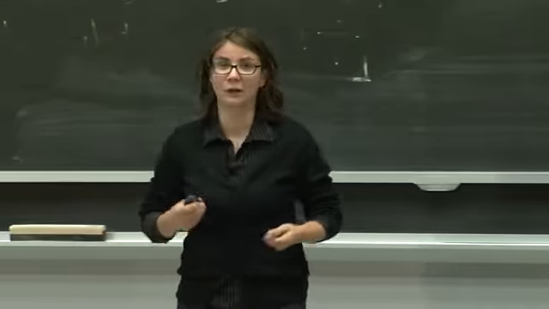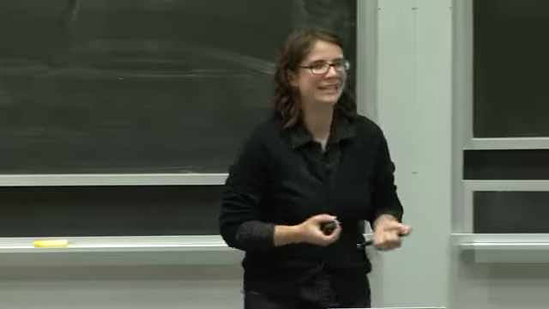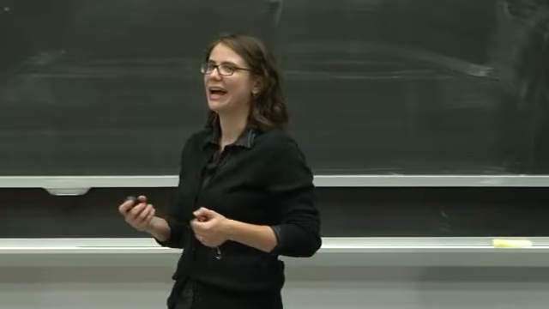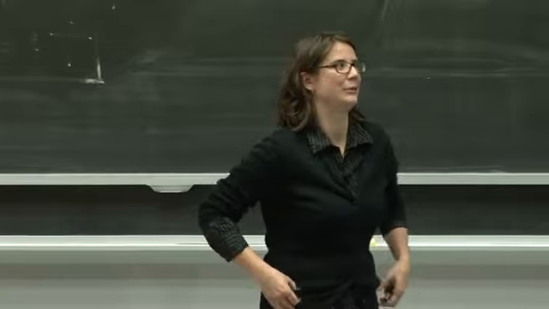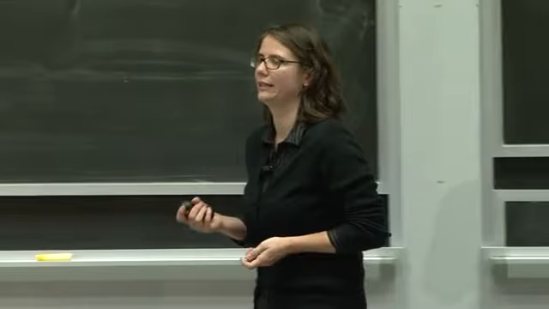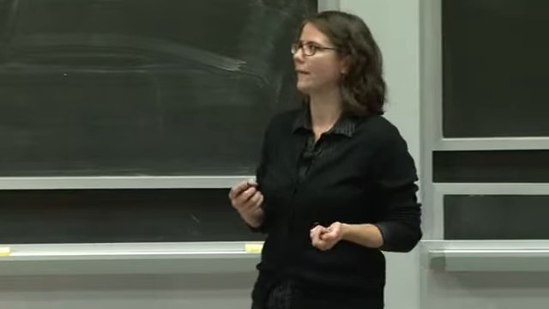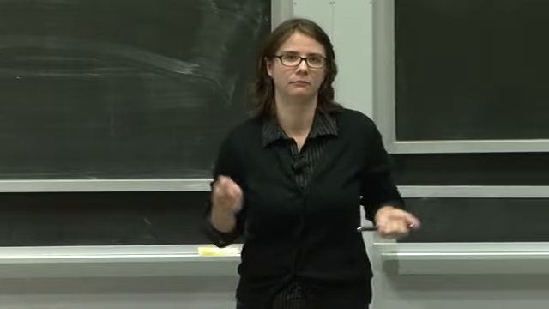Okay. So that was fun, but we're at MIT. We're MIT students, right? And we love numbers here at MIT. So here's a numerical example that shows the difference between declarative and imperative knowledge. An example of declarative knowledge is: the square root of a number x is y such that y times y is equal to x. That's just a statement of fact. It's true.